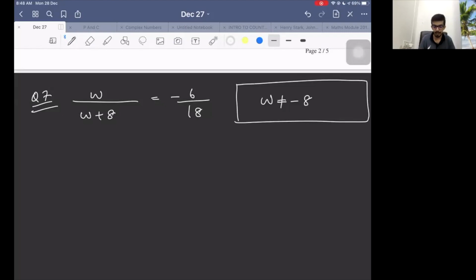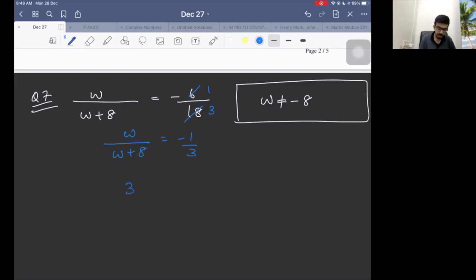Before cross multiplying, you just observe that this can be simplified further. You get me? 18 is 3 times 6, so this is 1 over 3. Yes or no? Yes. Now you simply cross multiply.